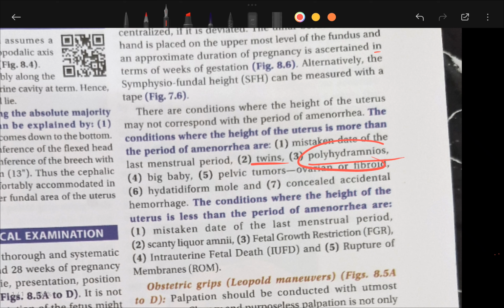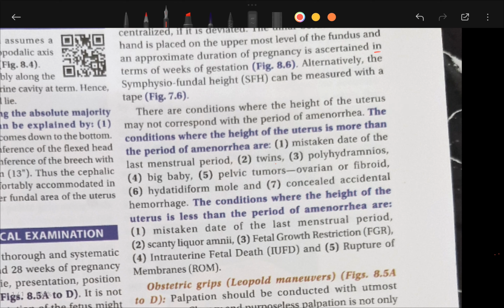Twin pregnancy or polyhydramnios, which I already said, fluid will be more, so the uterus will be larger than normal, and the height of the uterus will be more than the period of amenorrhea. And a big baby, macrosomia, obviously the size will be more. Pelvic tumors like ovarian tumors, fibroids, myoma, hydatidiform mole, and concealed accidental hemorrhage, all these cause the fundal height to be more than the period of amenorrhea.